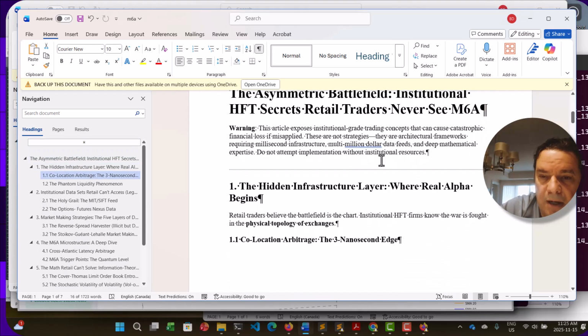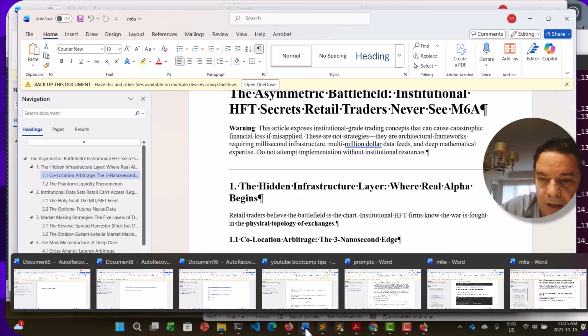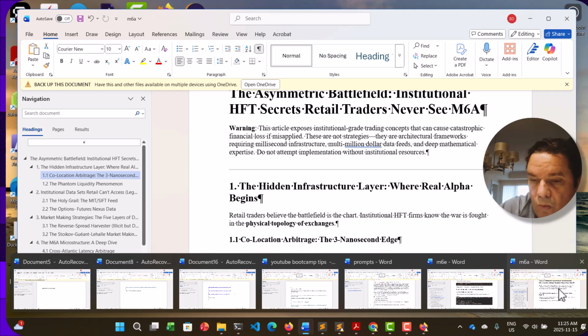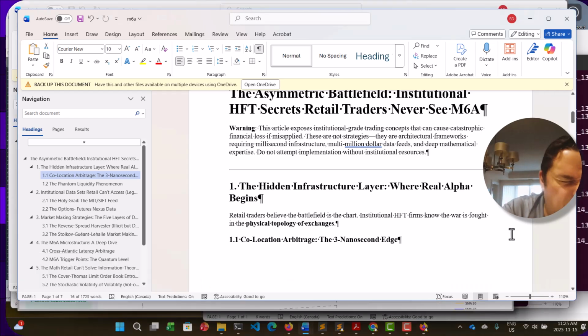Let's see here. M6A, so that's the micro Australian. It could go on. I could go on about this. Pretty crazy stuff. We'll leave it at that.